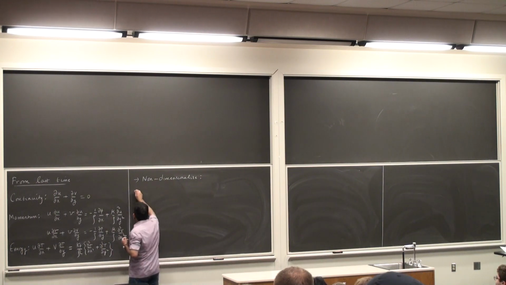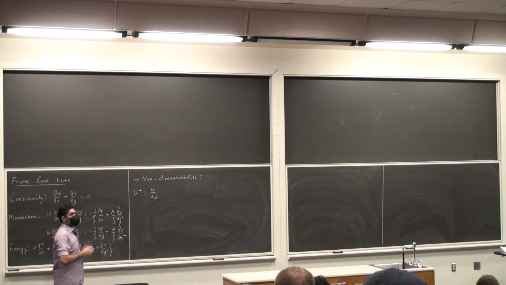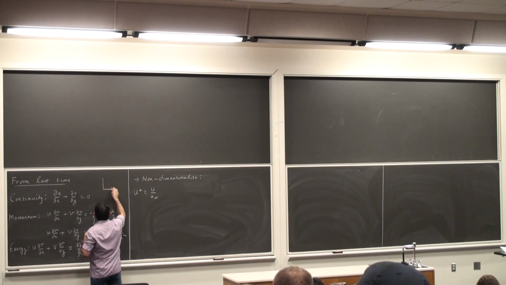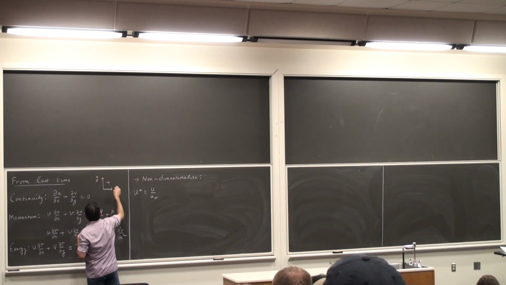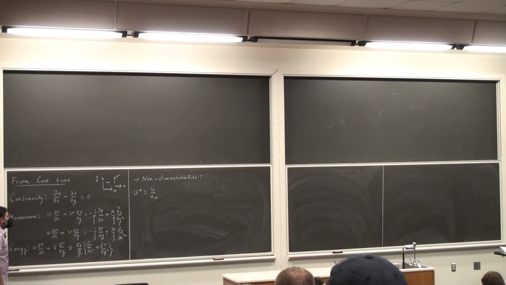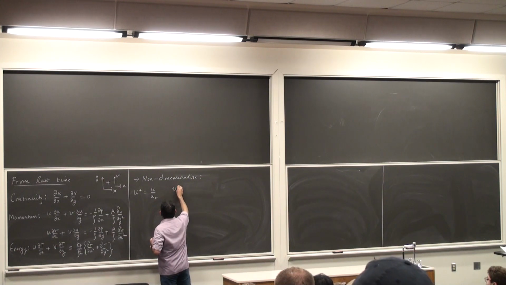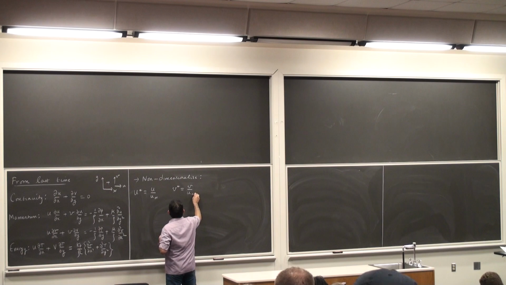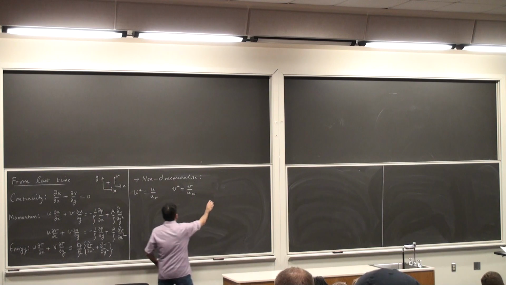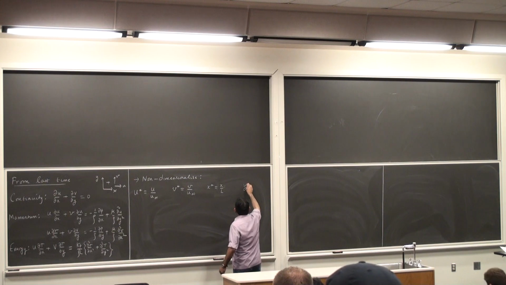So u star is u by u infinity, u being the velocity along the x-axis, the flow velocity. This is x, this is y. This is velocity v. And then we have v star is v by u infinity. Then we have x star and y star. x star is x by L, y star is y by L.